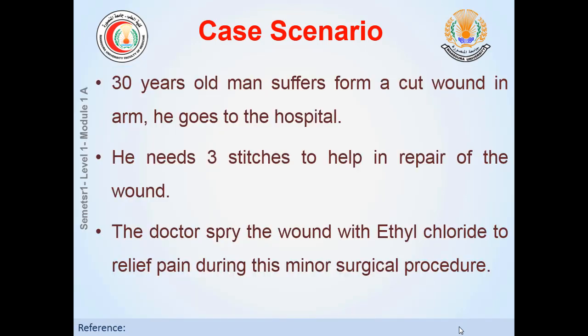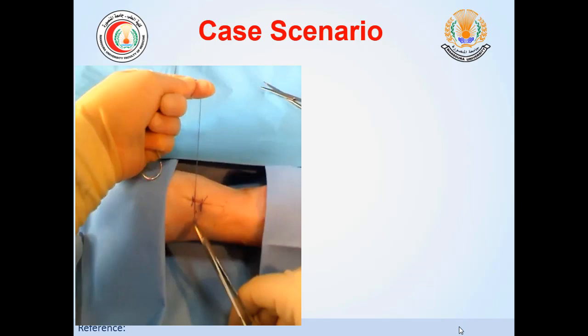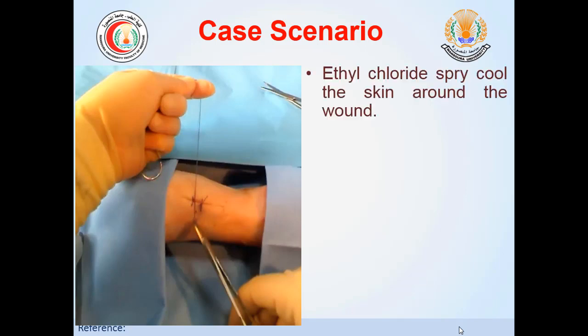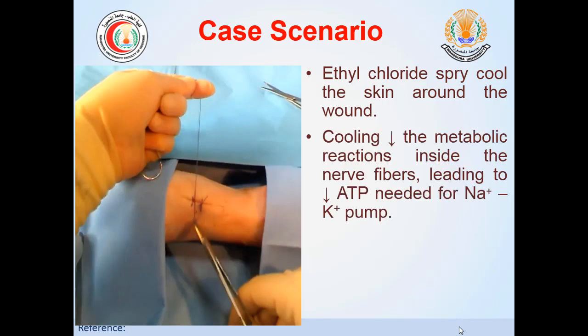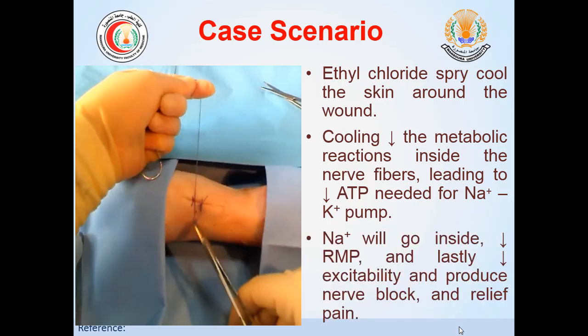This is the wound, and it needs 3 stitches, so he sprays ethyl chloride, which cools the skin around the wound. Cooling decreases the metabolic reactions inside the nerve fiber, leading to a decrease in the ATP needed for the sodium potassium pump. Sodium will go inside, decreasing resting membrane potential, and lastly decreasing the excitability and producing nerve block and relief of pain.